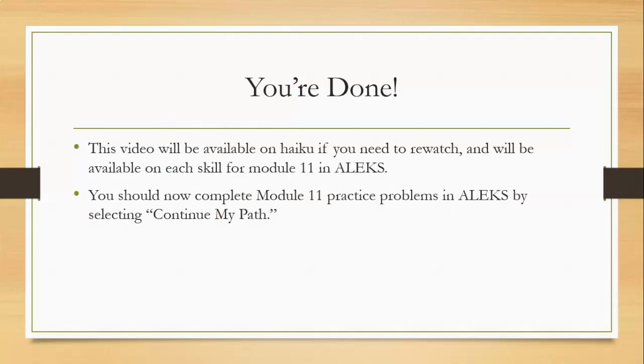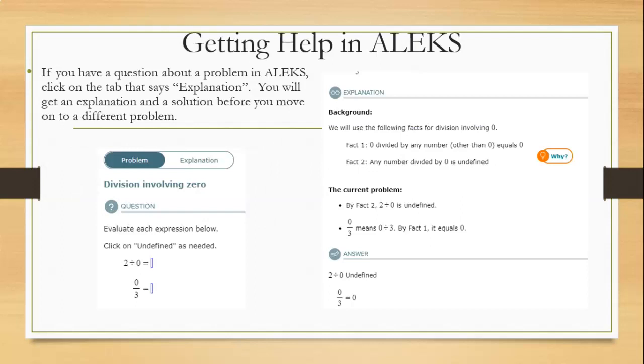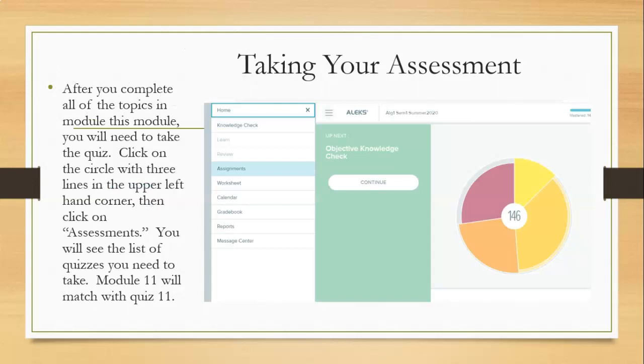All right, this video will be available on Haiku if you need to rewatch, and will be available on each skill for Module 11 in ALEKS. These are pretty difficult concepts to learn online, so don't forget that your teachers have office hours if you need help. You should now complete Module 11 practice problems in ALEKS by selecting Continue My Path. Don't forget that you can get an explanation and get some extra help even while you're working in ALEKS. And when you're done, you are ready to take the Module 11 quiz, so you'll go to Assignments and go to Quiz 11.